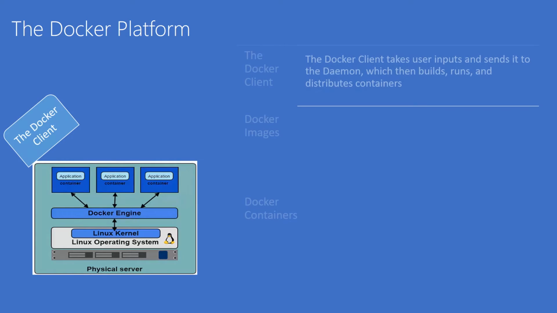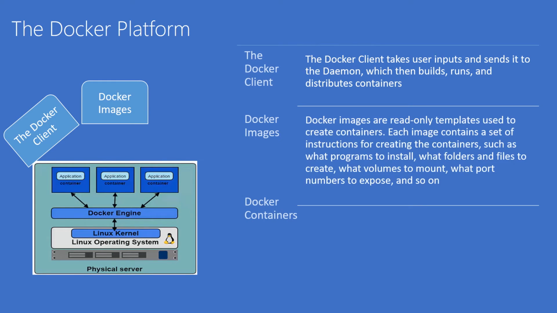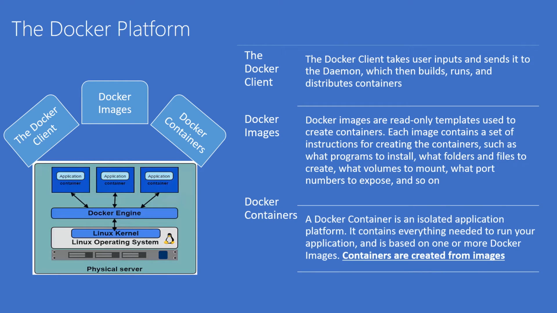So here is a high-level view of the Docker platform. There are four main components. First, we have the Docker engine, and this is the program that enables containers to be built, shipped, and run. It's also referred to as a Docker daemon. We then have a client which allows interaction with the Docker engine. It takes the user inputs and sends it to the engine, to the daemon, which then builds, runs, and distributes the containers.